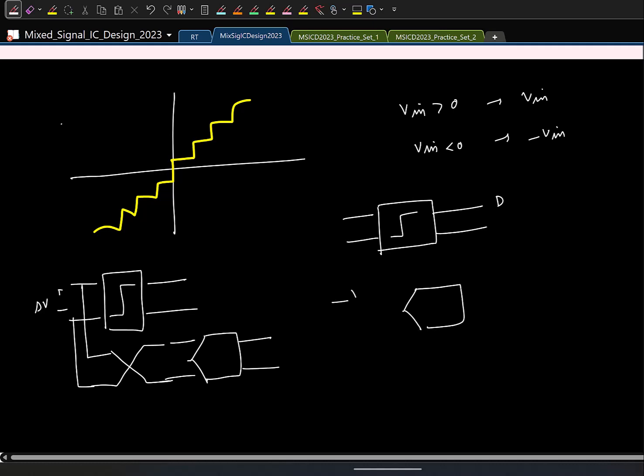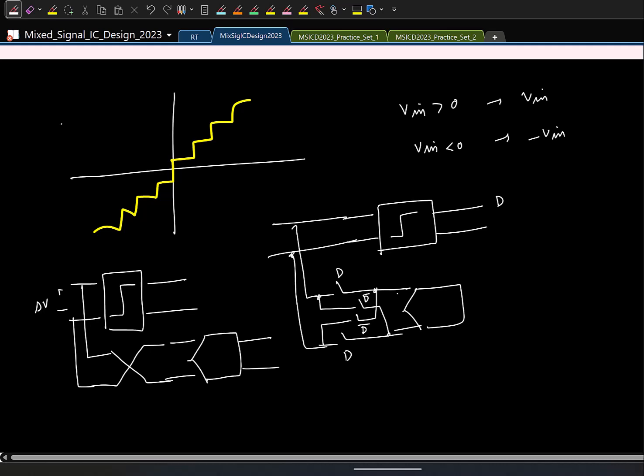We feed the input directly if the input is greater than 0, and we crisscross the inputs otherwise. Then D is 1, which means the input is greater than 0, and I can use it directly. And if D is 0, which means the input is less than 0, I'll crisscross and feed the inputs. This is the same input, by the way. This technique was called folding.